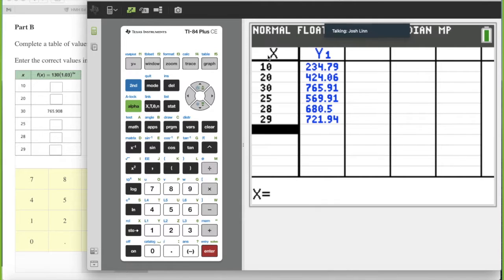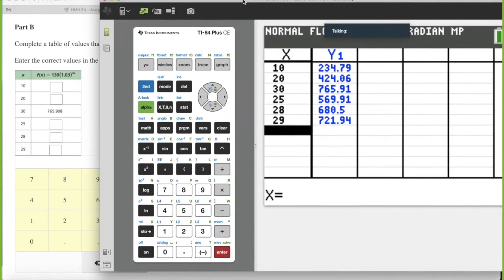29, and 30 is, let's see here, so 30 is 15 away, 29 is like 30 something away. So I think we're going to go with 30 when we round. So I'm just going to, let's see here.